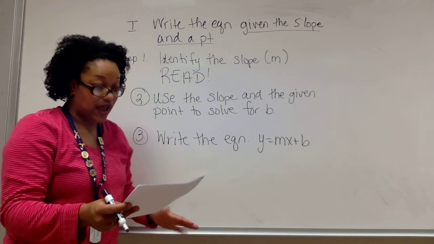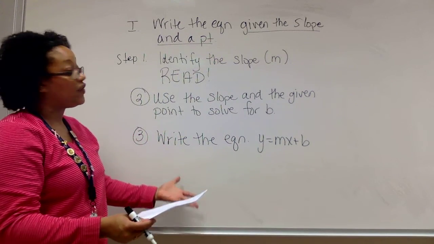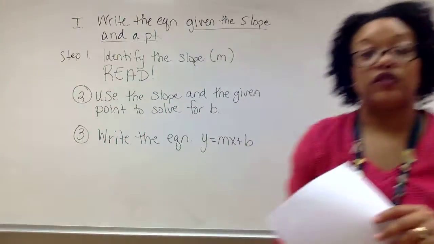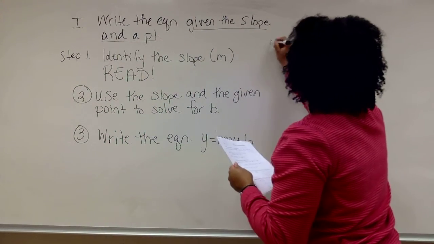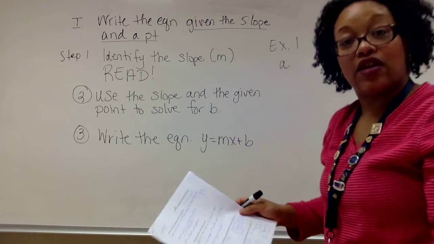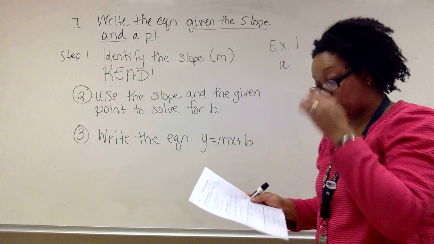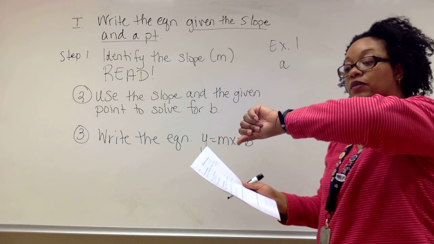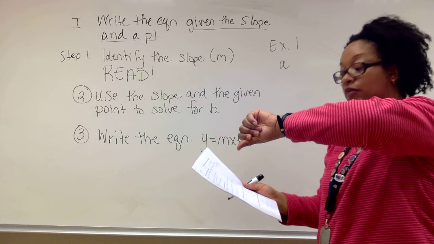So what I want to do now is, once you write down these steps, let's take a minute and try it. So I'm going to scoot this over here. Let's look at example 1. Now, I'm going to give you 3 seconds to read letter A on your notes. I'm not going to read it for you. Just read it. I'm going to give you 3 seconds. 1, 2, 3.